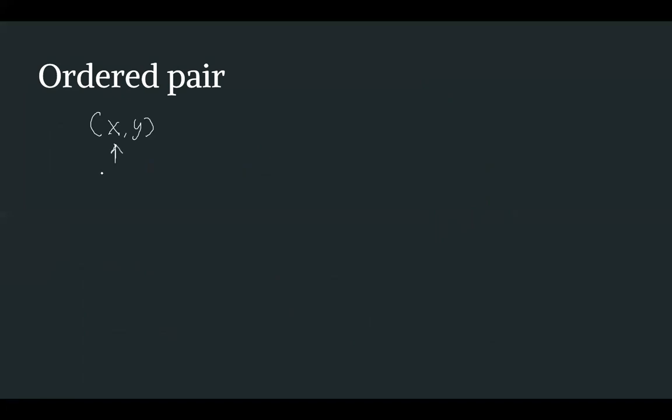Remember that this one is your input as always, and this one is your output as always. If we're going to have an example of ordered pairs, for example, I have the first set of ordered pairs: 1, 3; 2, 6; 3, 9; then 4, 12, and so on.